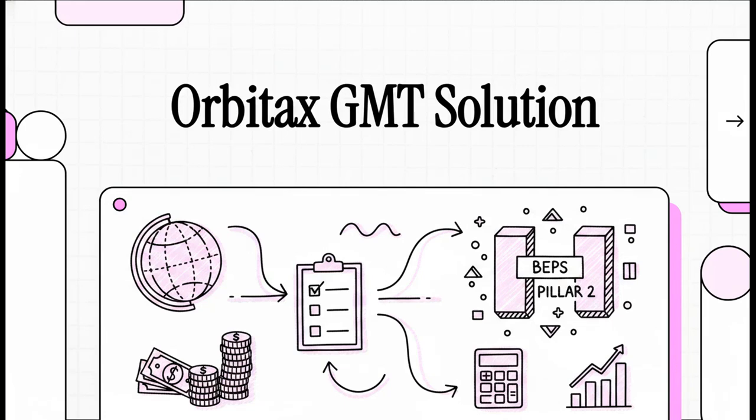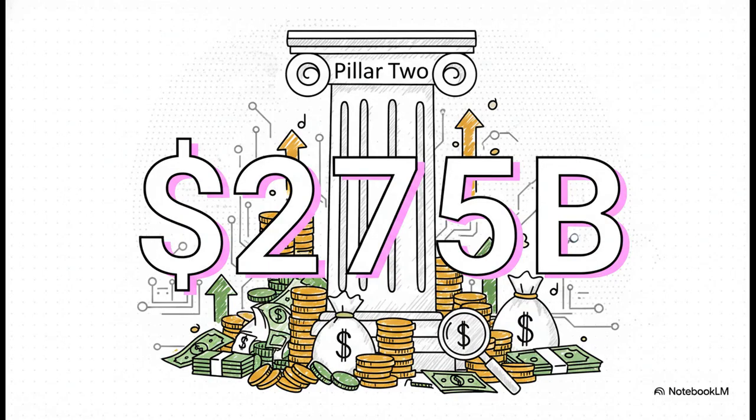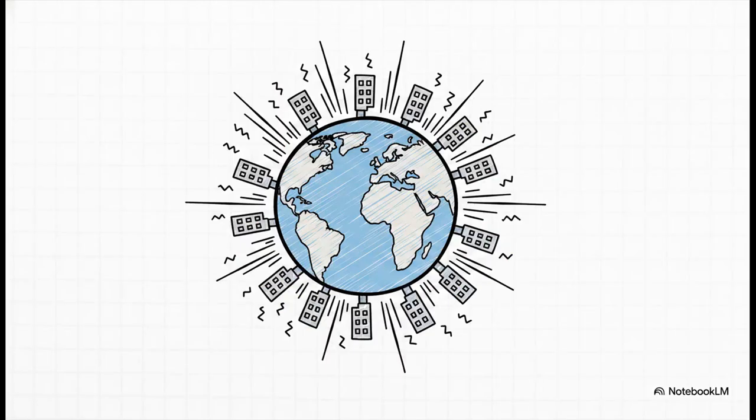Let's dive right into mastering the wild new compliance requirements of BEPS Pillar 2. Get this. Pillar 2 will levy an estimated $275 billion in extra taxes every year. It's the biggest international tax shakeup in a century, impacting over 10,000 multinationals.